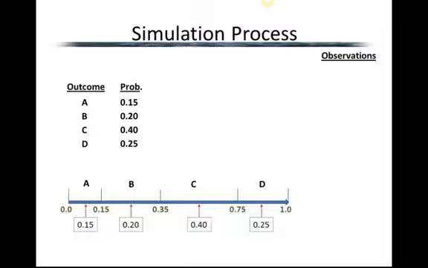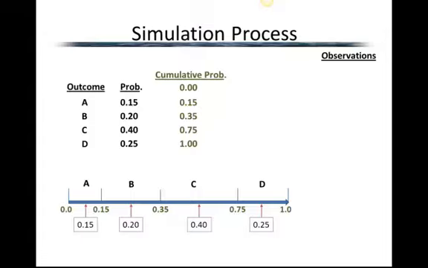We start out with a cumulative probability of 0, and then one by one, we accumulate the probability of each sequential outcome. So we go from a cumulative probability of 0 to a cumulative probability of 0.15 at the end of the interval allocated to outcome A. And then we accumulate another 0.2 and get up to a cumulative probability of 0.35. We accumulate another 0.4 and end up at 0.75. And then our last outcome should take us all the way up to a cumulative probability of 1.